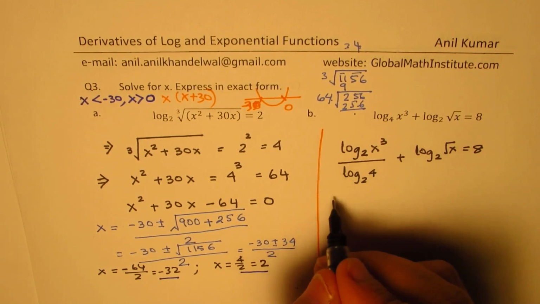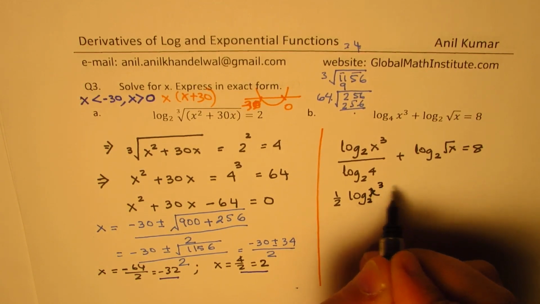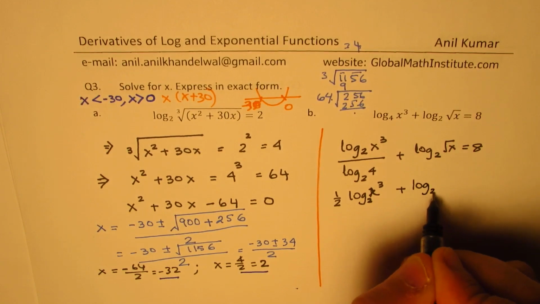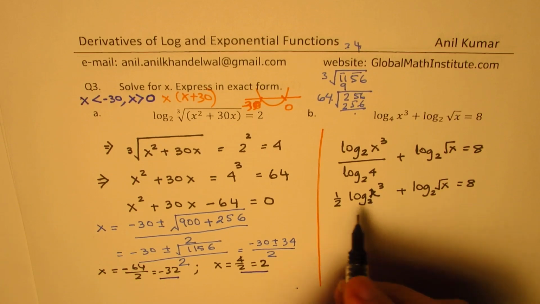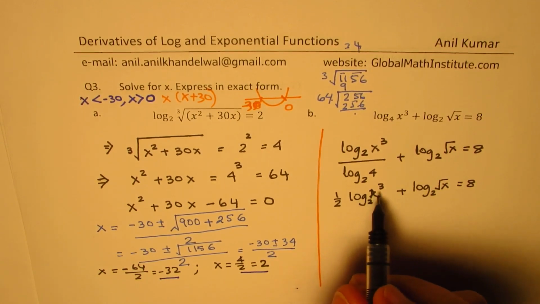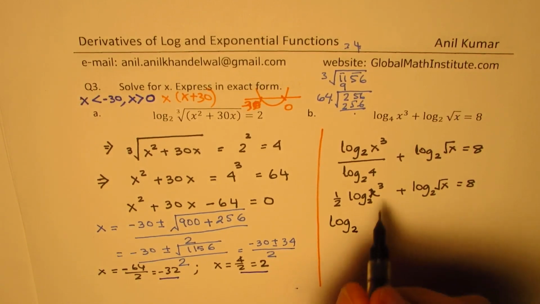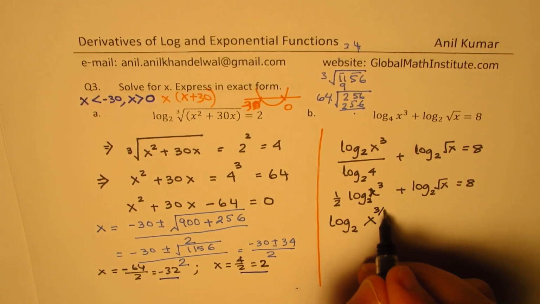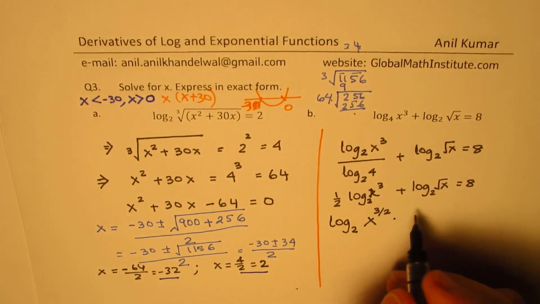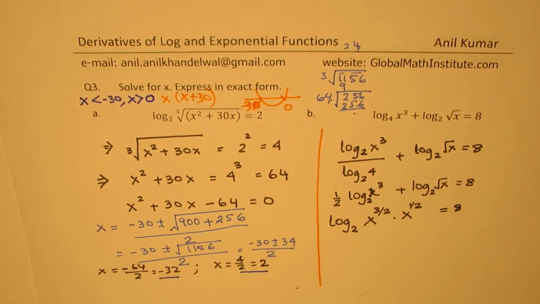Now this is 2 here, right? So we have half of log to the base 2 of x cubed, plus log to the base 2 of the square root of x equals 8. So we can now combine these terms. We will go one more step. Log to the base 2 of, that becomes the product, right? So we have x to the power of 3 by 2 times x to the power of half is equal to 8, right?